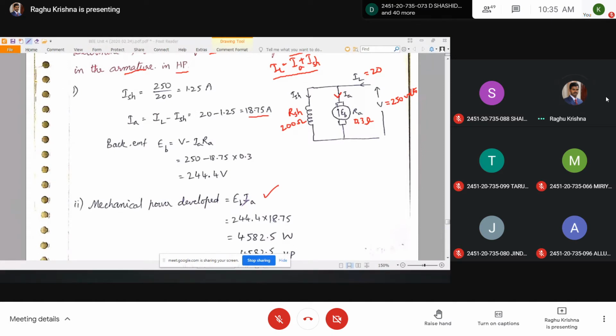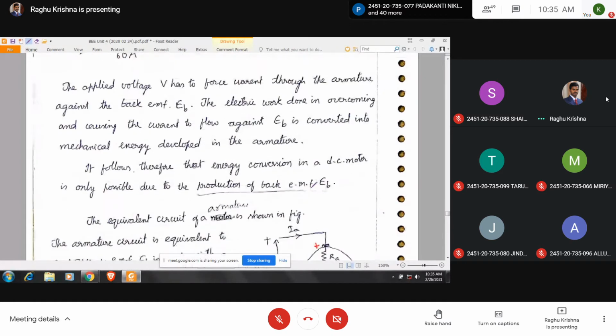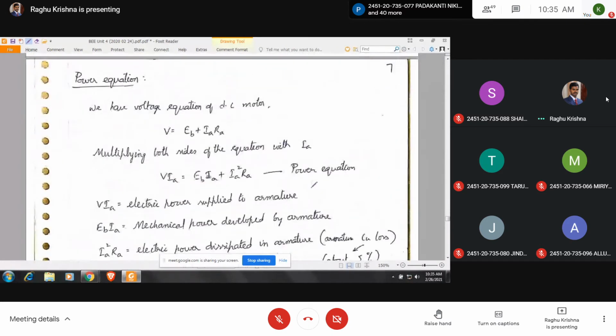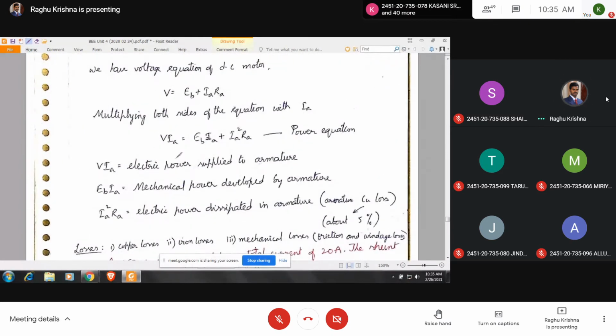So here, if you see this power equation, this is very important. V into IA is the electric power supplied to the armature. IA square RA is the loss, the electric power dissipated in the armature, that is the armature copper loss.